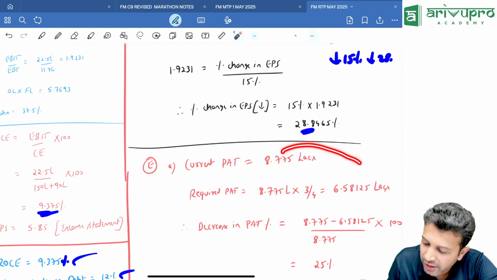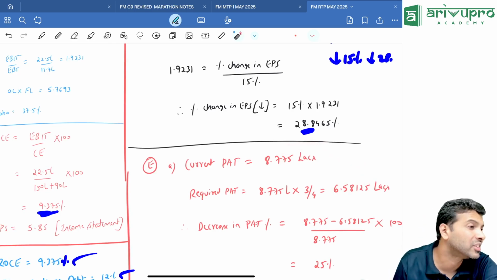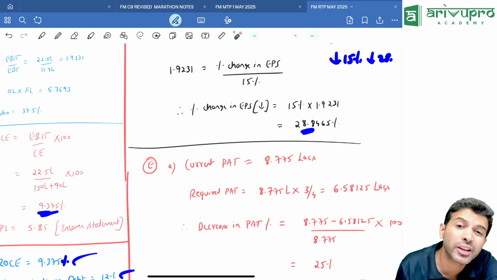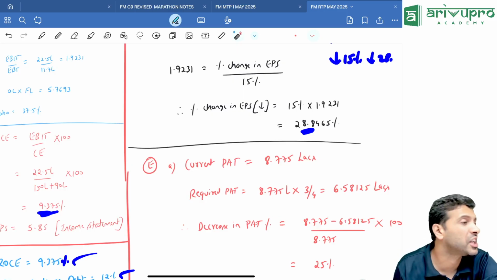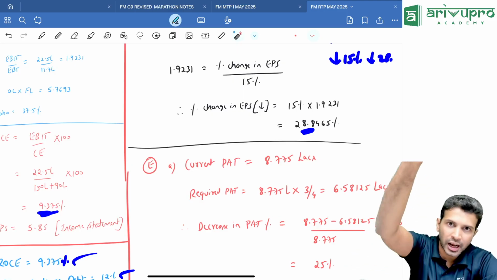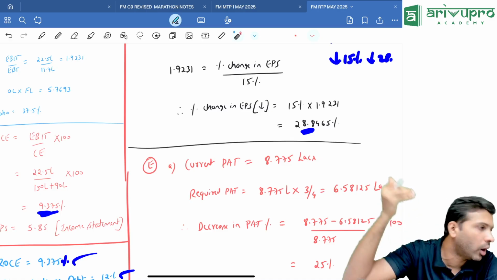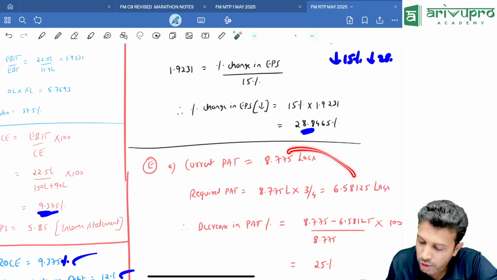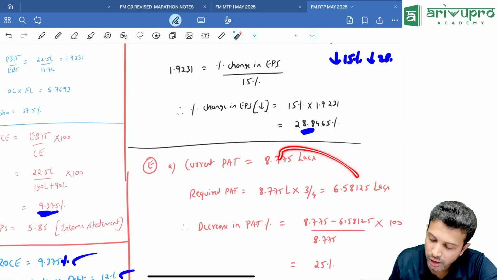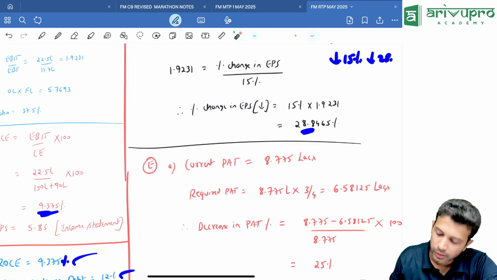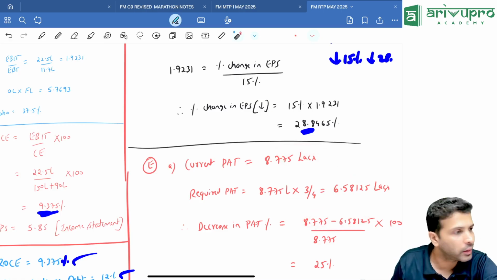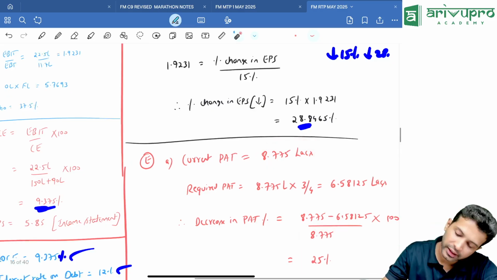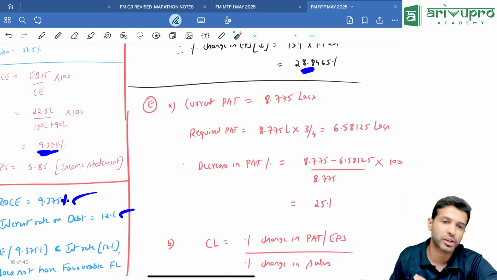Here PAT is reducing. From 8.7 it is becoming 6 point something, so it is actually reducing. Find out the reduction percentage. How do you find the change percentage? Change in amount divided by original amount into 100. From 8 it has become 6, so how much is the reduction? Minus these two. It is 2 point something. Divided by the original amount. How much was the original amount? 8.775. That you will get in percentage. How much is the percentage reduction?